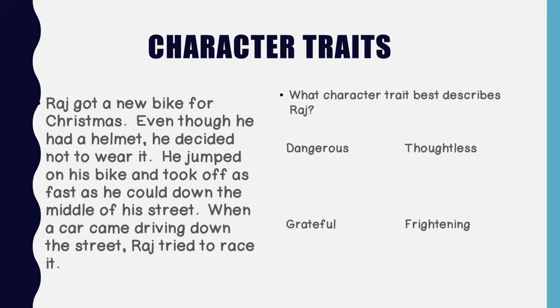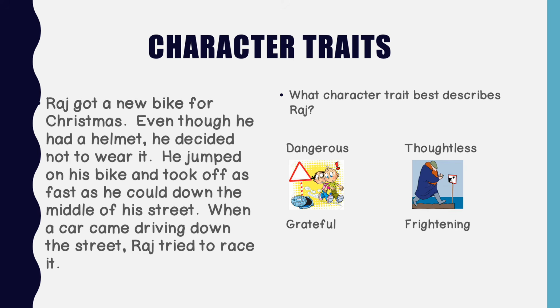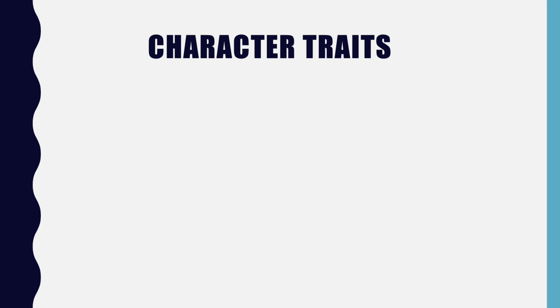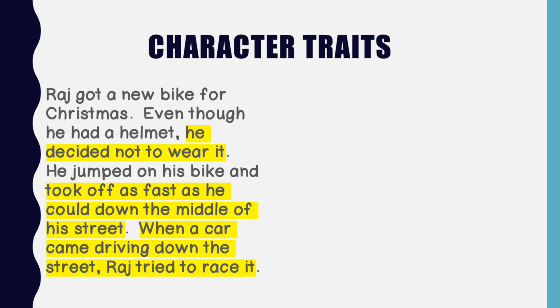Let's look at what my answer choices mean. Dangerous means something is not safe. Thoughtless has a suffix, less, which means without. So someone who is thoughtless does something without thinking. Grateful means being thankful. And frightening means scared. Now I'm going to go back to the story and look for clues. The author says that Raj decided not to wear his helmet when riding a bike. I know that he is racing down the middle of the street and is racing cars when he sees one.